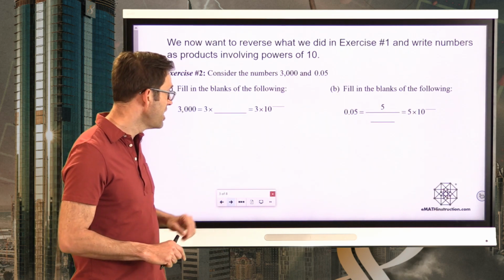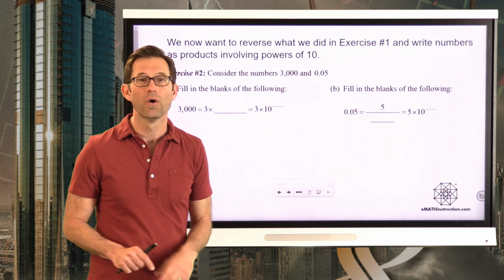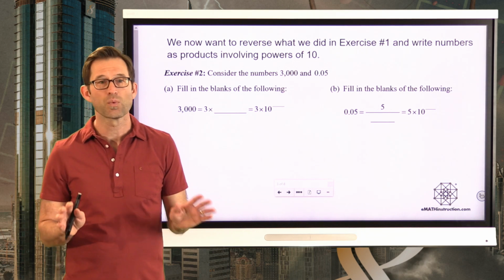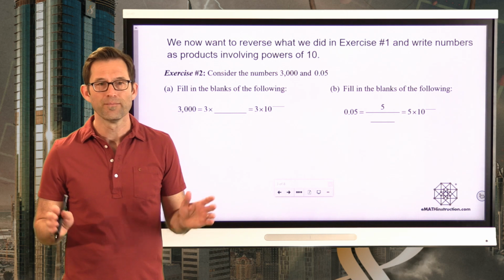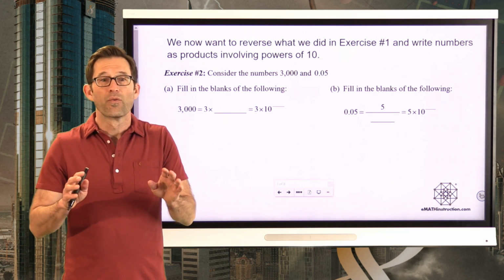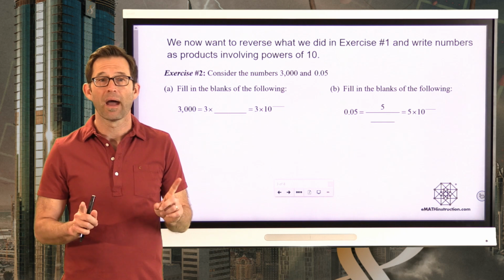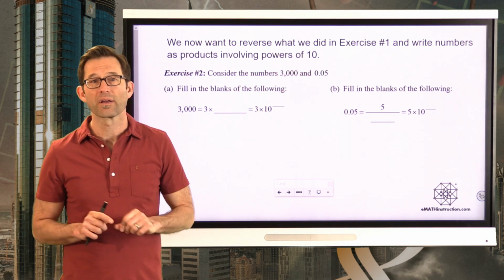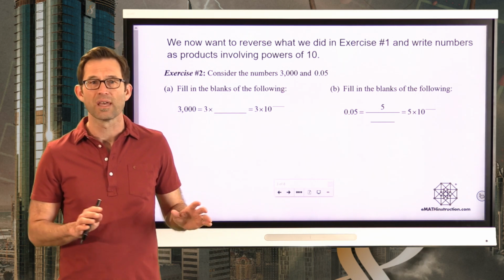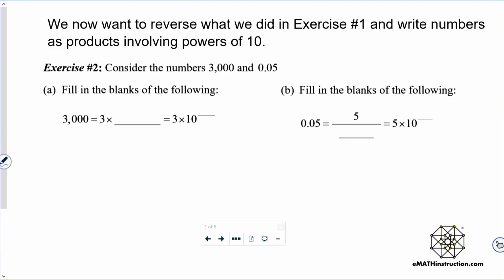So now, let's start to go in the opposite direction. That's what we're going to be working on today. Now, what do I mean by the opposite direction? I mean taking a number, okay, and then writing it as a product involving a power of 10. So we want to reverse what we did in exercise 1 and write the numbers as products involving powers of 10. So let's look at 2 examples. Exercise number 2. Consider the numbers 3,000 and 0.05, and remember 0.05 is the same as 5/100ths, okay? So let's take a look.